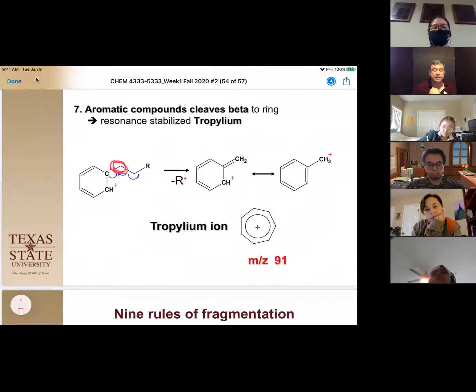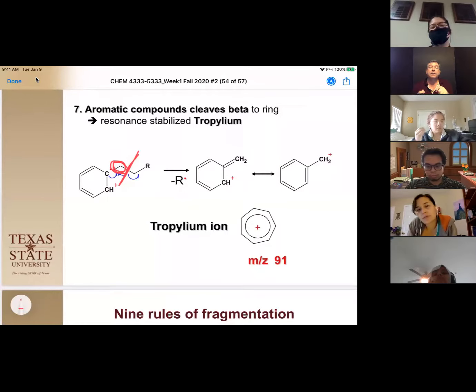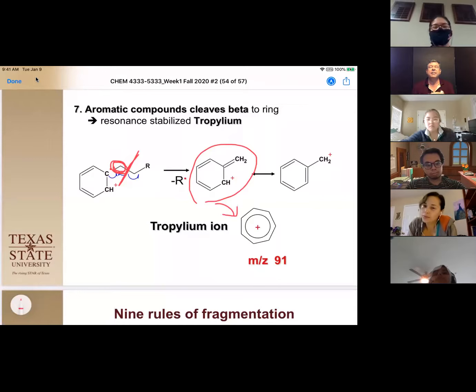So what we're going to see is it's actually going to break between the alpha carbon and the beta carbon, between the benzylic carbon and the alkyl carbon, to give us this fragment right here, which then rearranges to form a tropylium cation. This tropylium cation is incredibly stable. You can actually isolate these things.